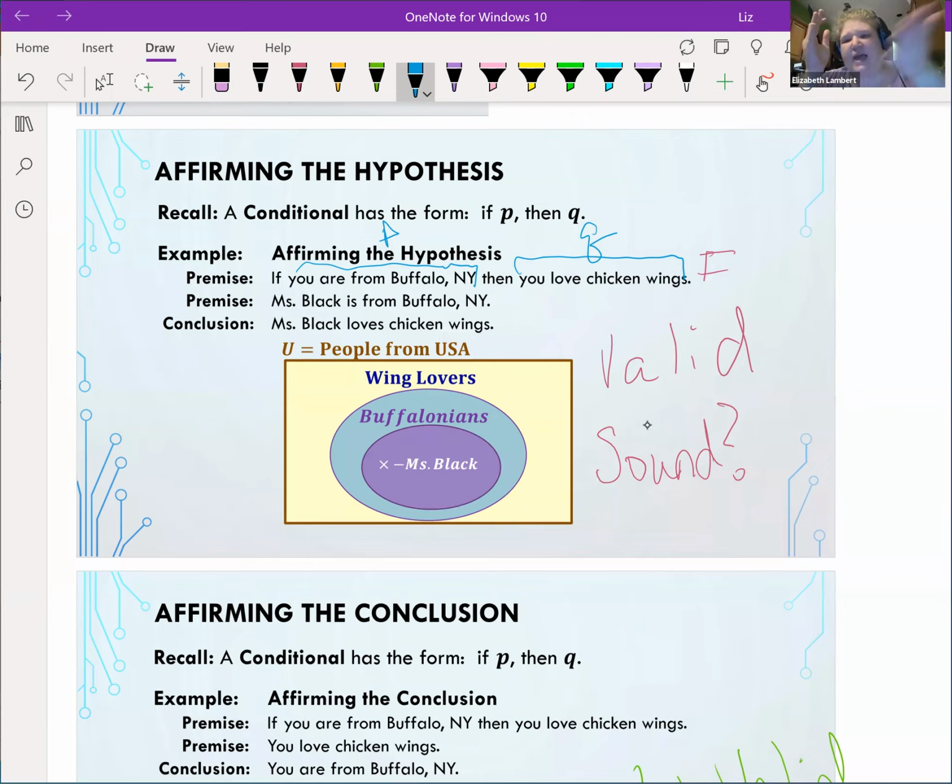Now we're using the Venn diagram to follow the logic instead of trying to match it to a line of the truth table. But that would be another way to think about this. I know how conditional statements work on a truth table. So if I consider that conditional true, and I know P is true, the only line where the conditional is true and P is true is when Q is also true. That gives us our valid argument that Ms. Black should love chicken wings.